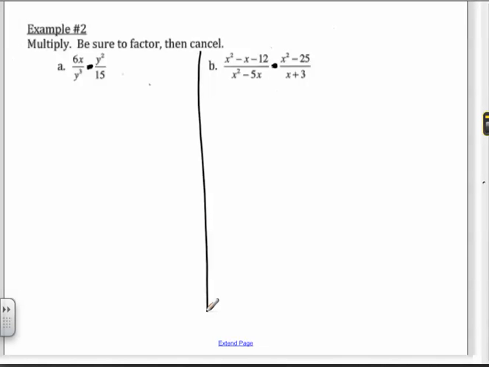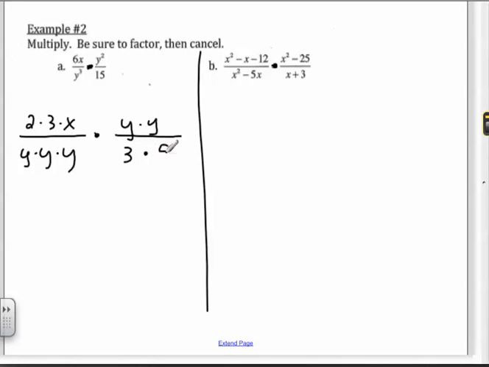And remember, I'm going to take 6x. I'm going to write it as 2 times 3 times x over y times y times y times y over 3 times 5. Okay, so I factored it completely just so I can see what I can cancel. I see that I've got 2 y's on the bottom and 2 y's on the top. I've got a 3 down here on the bottom and a 3 up here. And I think that's it, guys.